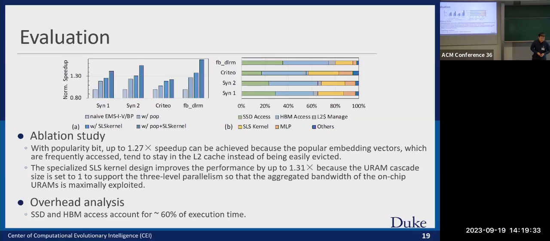And lastly, we performed an ablation study showing the effectiveness of these popularity bits. We show 1.27 times speed up, because those popular embedding vectors that are frequently accessed will stay in the L2 cache longer, compared with those that are already evicted. And we also show that the specialized inference kernel improves the performance by 1.3 times, because the ERAM cascade size is set to 1, so that we have the maximum bandwidth of the on-chip memory. We also show a breakdown of the inference latency. We can see that in our system, 60% of time is consumed on the SSD and HBM access.